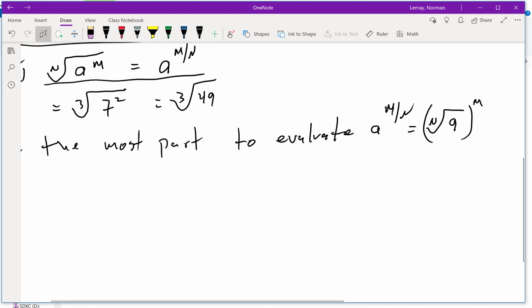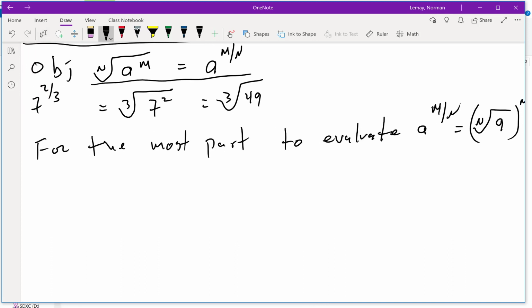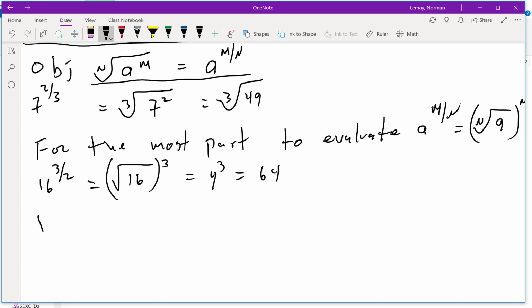So for example, if I wanted to evaluate 16 raised to the 3/2 power, this can be rewritten as the square root of 16. We can use that denominator of the fraction first, raised to the 3rd power. And it's easy to note that the square root of 16 is 4, so this is 4 cubed, which evaluates to 64. Whereas if we were to take the square root of 16 cubed, then we have to take 16 and cube it, and we get this really, really huge number.